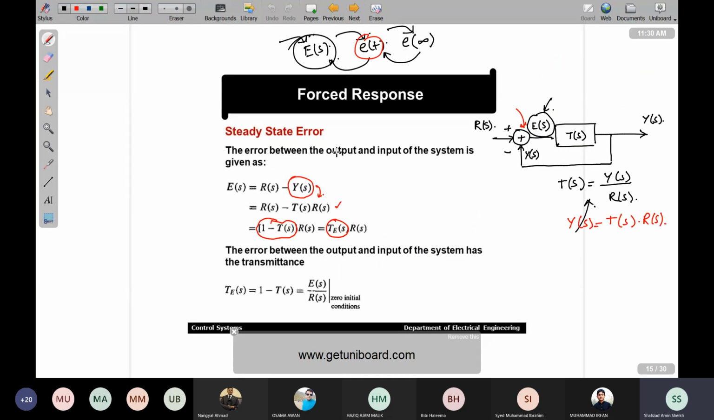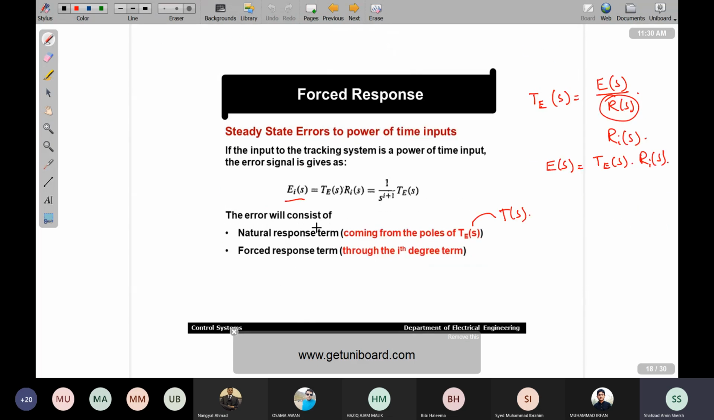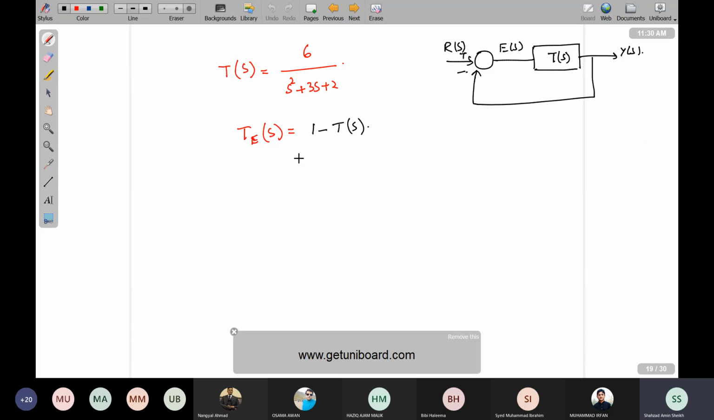Probably we have done it here. This is 1 minus TFS. This is equal to TFS. So as a result of that, when we see it is 1 minus 6 over s square plus 3s plus 2, what I wanted to show you here that it is nothing but, अगर आप इसको solve करें, that is s square plus 3s minus 4 divided by s square plus 3s plus 2.